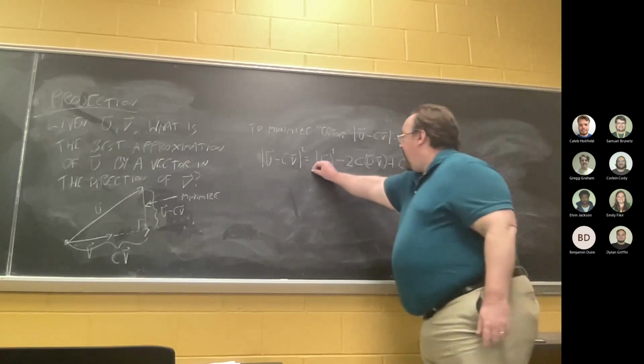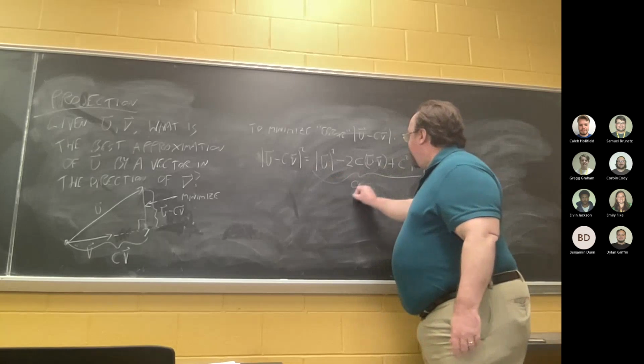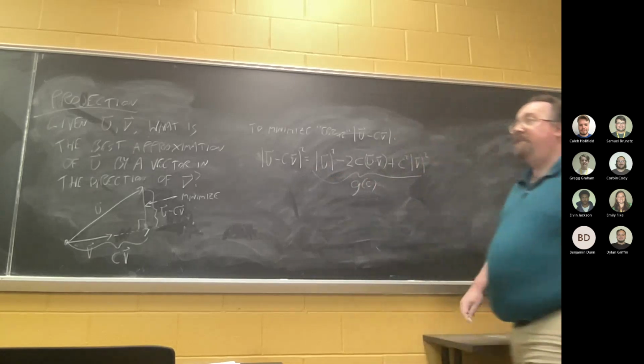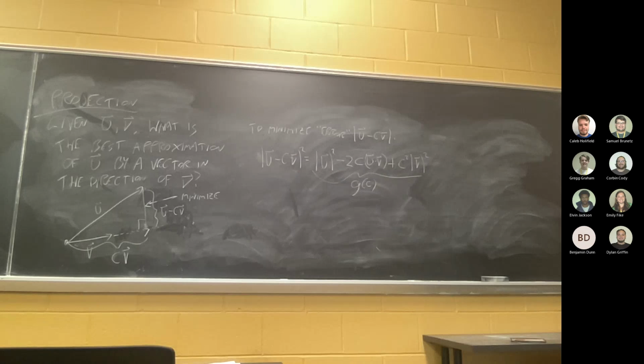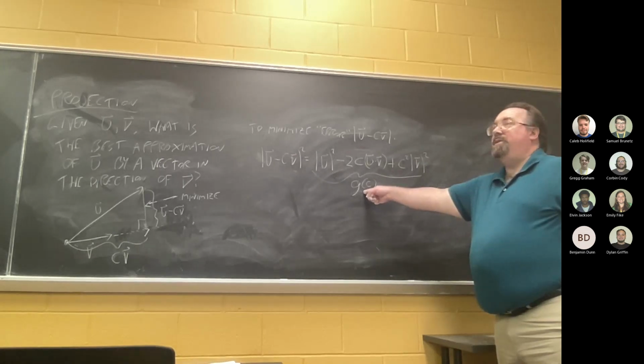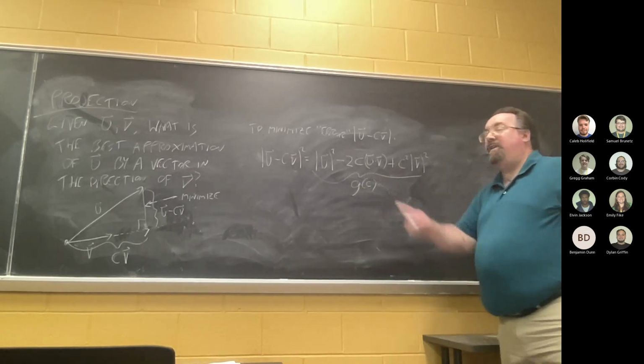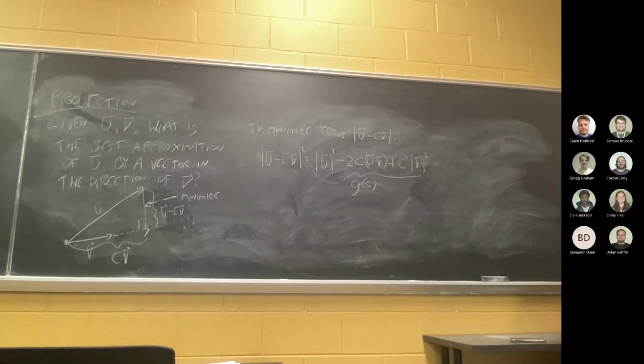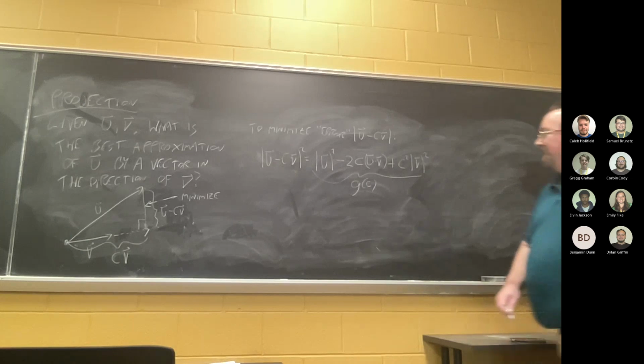Now, I can think of this as some function of c, g of c, that is this magnitude that I'm trying to make as small as possible. What can I do? Find c that makes this function as small as possible. How do you find the minimum of a function? From your earlier calculus classes. Yes, take the derivative.